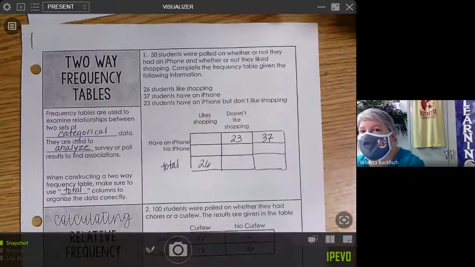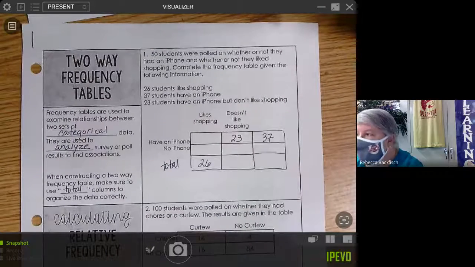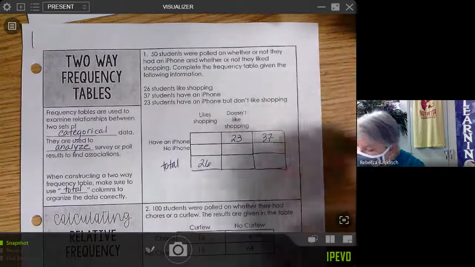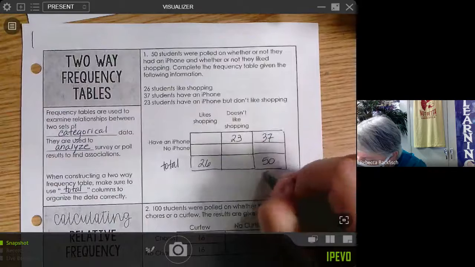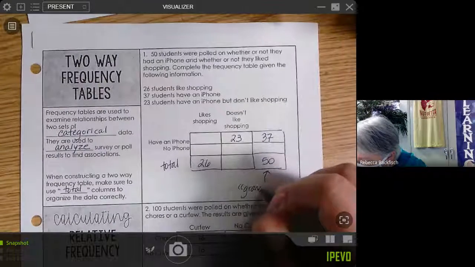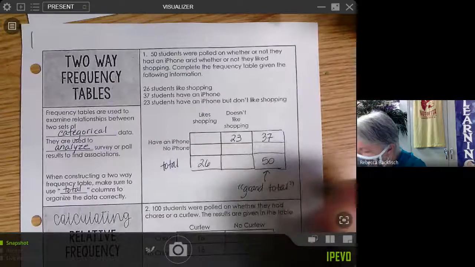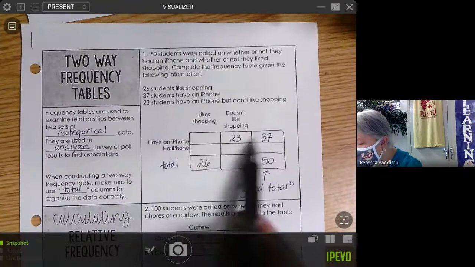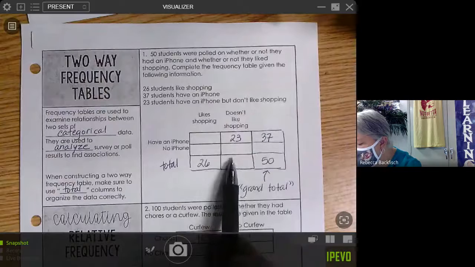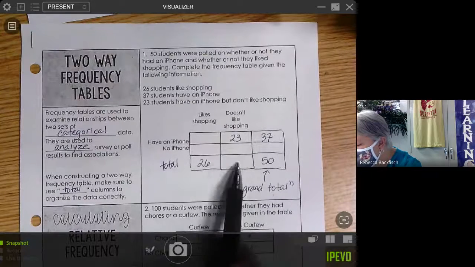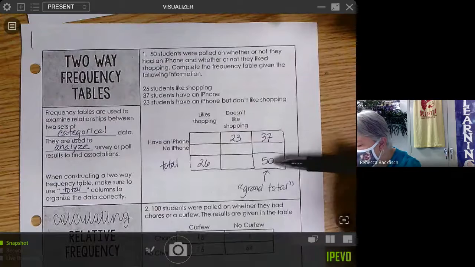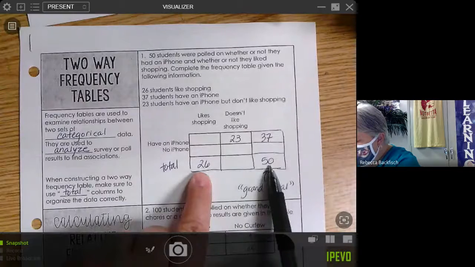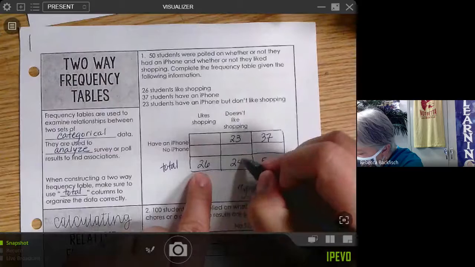So now what I can do is I can subtract basically to find out the other categories. Now, way back up at the beginning, it said 50 students were polled. The grand total goes right here. That's like my grand total of everybody in this table. And the way the table works, every row and every column should add up to the number at the end of the row or the end of the column. And that also includes here. The totals here should add up to 50, and the totals here should add up to 50. So if 26 people like shopping, 50 people total, 50 minus 26 tells me 24 people don't like shopping.